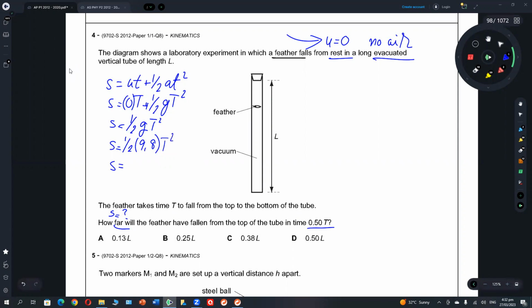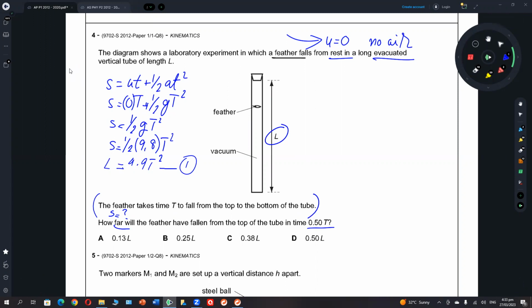Right now, can I solve it? I get 4.9 t square. This is equation number 1. Look, this bracket. He says the feather takes time t to fall from the top to the bottom of the tube. So what is the length of the tube? L. Yes. So the distance we take as L. I have replaced it with L. This is my first equation.